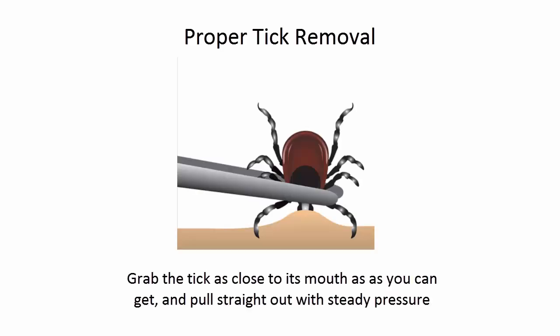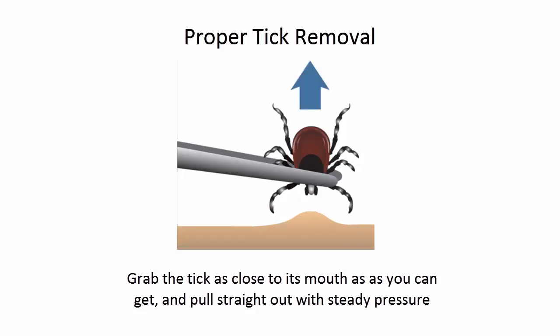and remove any ticks that may still be crawling on you. Proper tick removal. If you find a tick attached to your skin, use tweezers or some other tick removal tool to extract it effectively. As close to the skin's surface as possible, grab the tick as close to its mouth as you can get to prevent squeezing its body contents into your body. Then pull straight up with steady, even pressure.